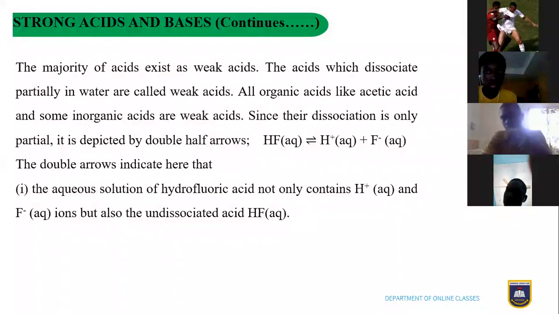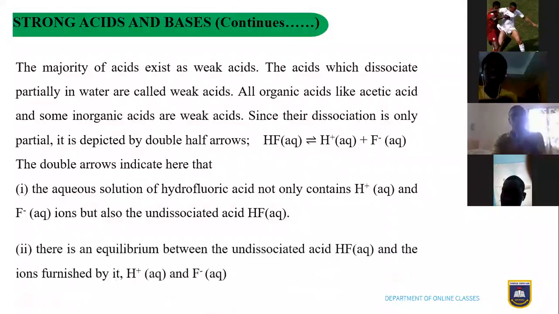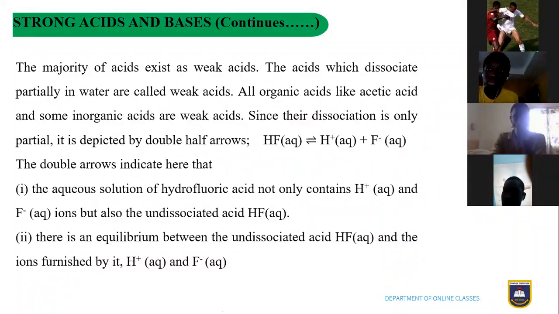So the double arrows indicate here that the aqueous solution of hydrofluoric acid not only contains H+ ion and F- aqueous ion, but also the undissociated acid HF. I explained that. There's an equilibrium between the undissociated acid HF and the ions furnished by it. That's the H+.